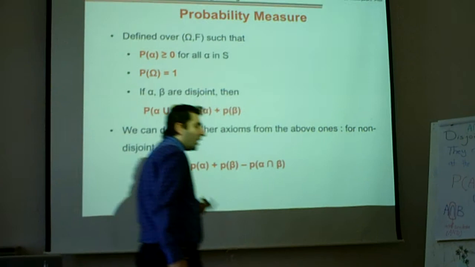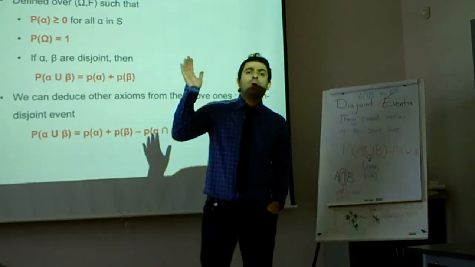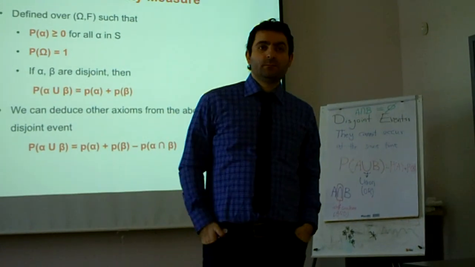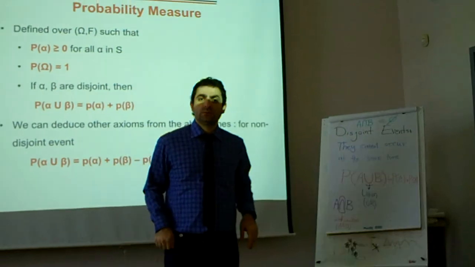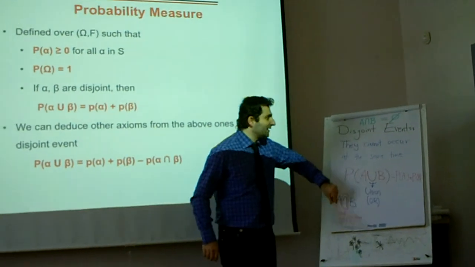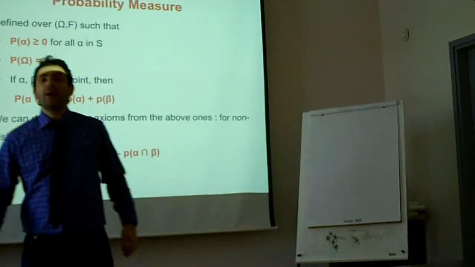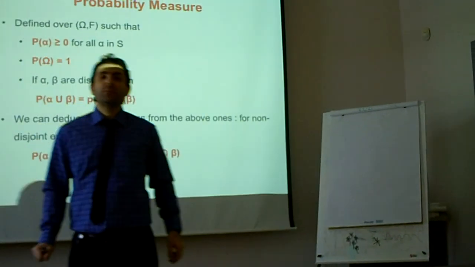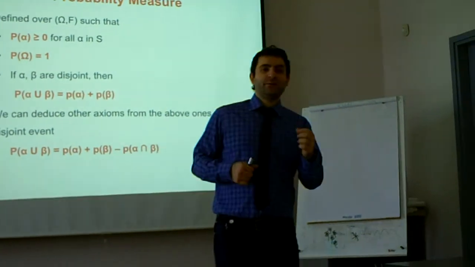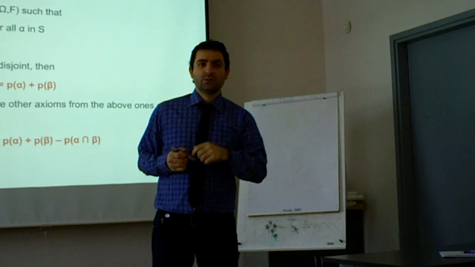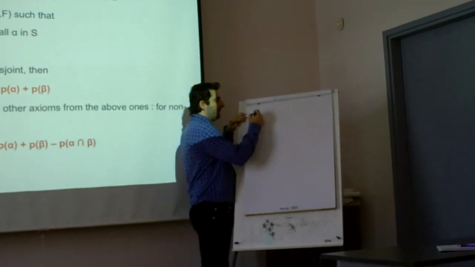Now, what will happen? Are all the events disjoint? Let's do another example. Do you remember prime numbers? Prime numbers are numbers which you can divide only by itself and 1. Like 7, very good. So they are called prime numbers.